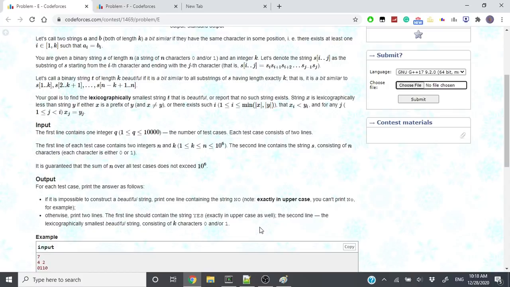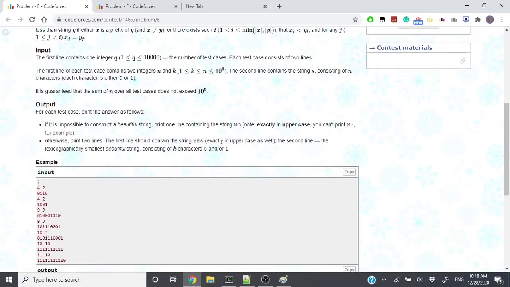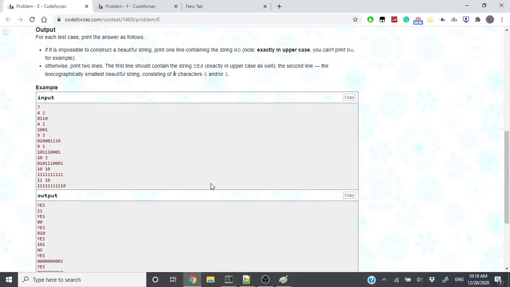So you have a bunch of test cases, each one has N and K, and that's it. Exactly, in uppercase. Okay. Interesting. Interesting that they write that checker for that one.